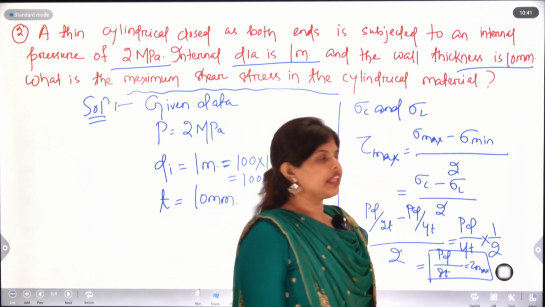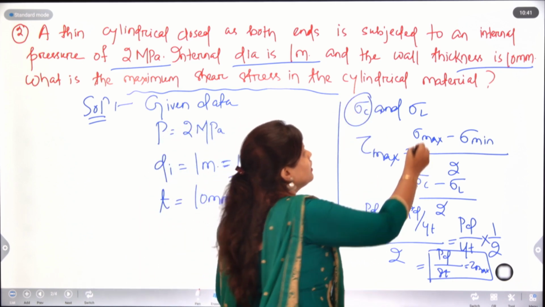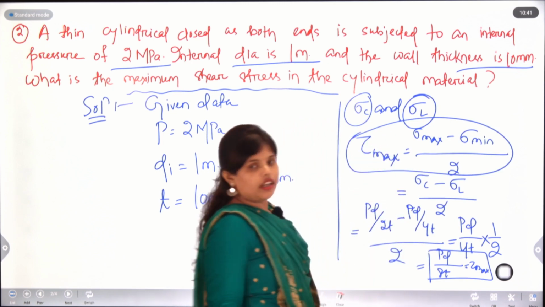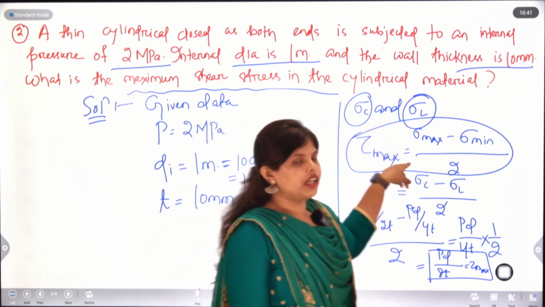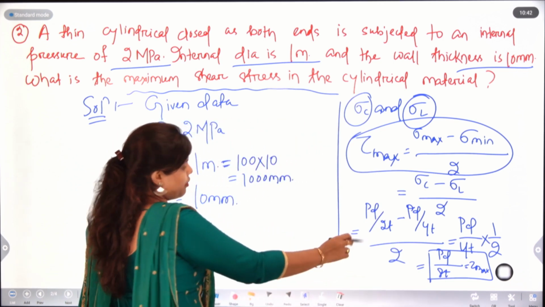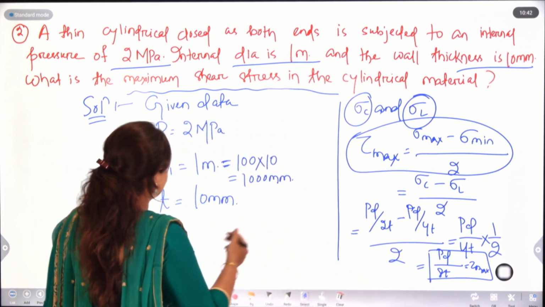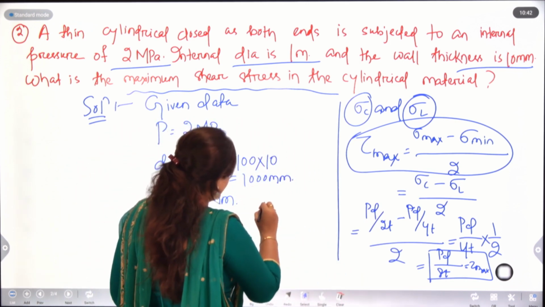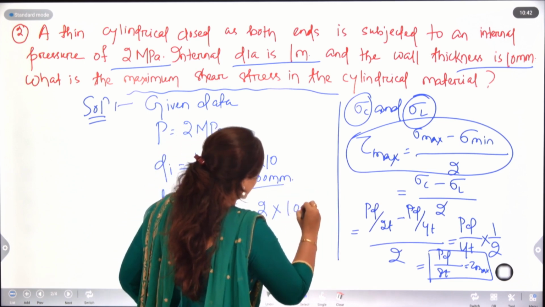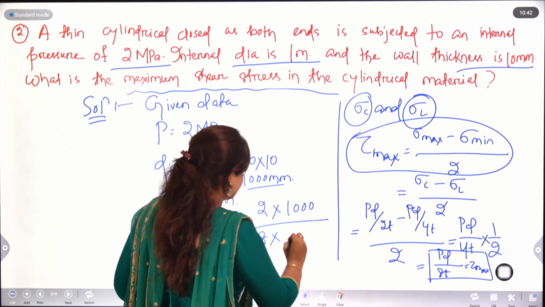Also, we can do it in another process. We can find out sigma C and sigma L, then put them in the formula sigma C minus sigma L upon 2. Also, we can find this out. As we have P, D and t, we can put in the values and we will get the answer. 2 into diameter 1000 upon 8 into your thickness.